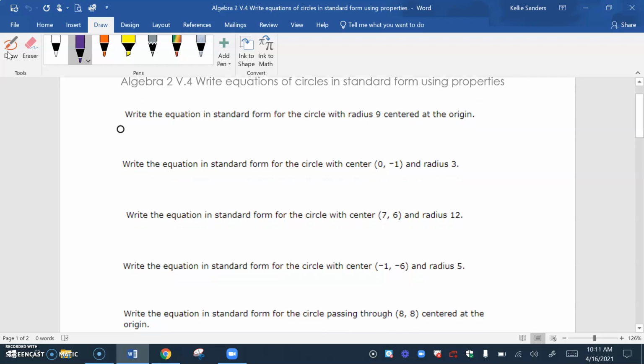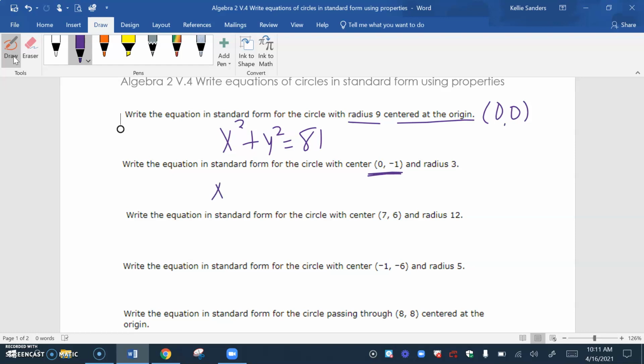Okay, so here we are. We have the same information that the graphs are giving us, but we don't have a graph. So if we're looking for the standard form of a circle with radius 9 and centered at the origin, then what would the equation be? If it's centered at the origin, it would be 0, 0. So it would be x squared plus y squared, and 9 squared is 81.